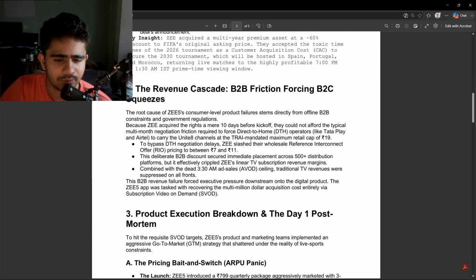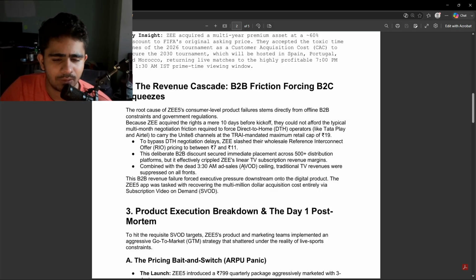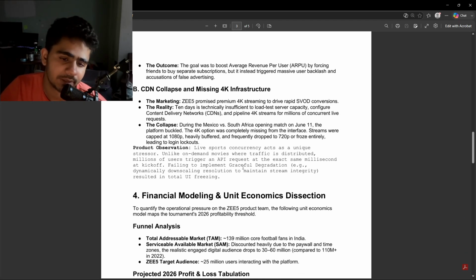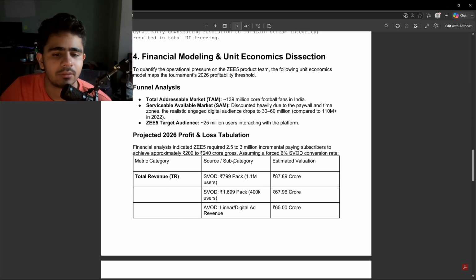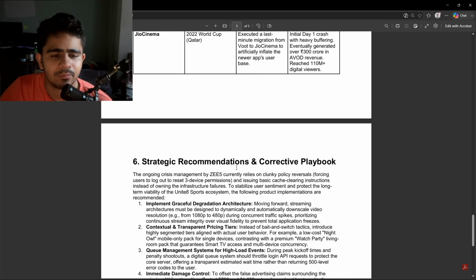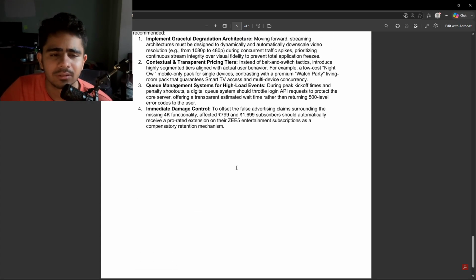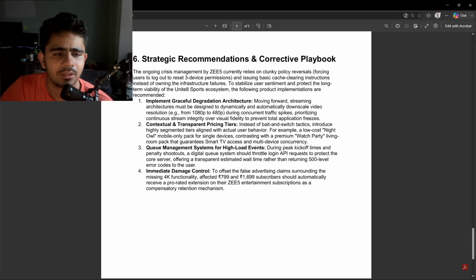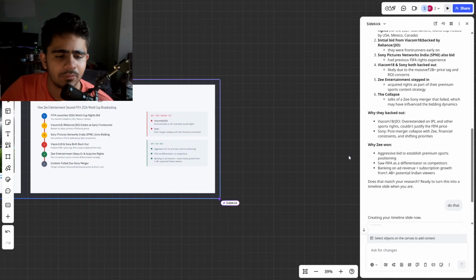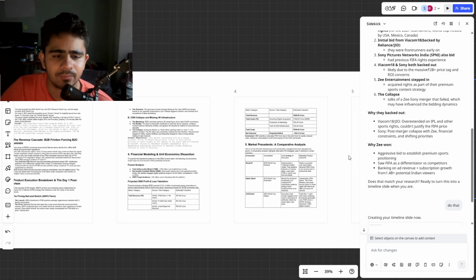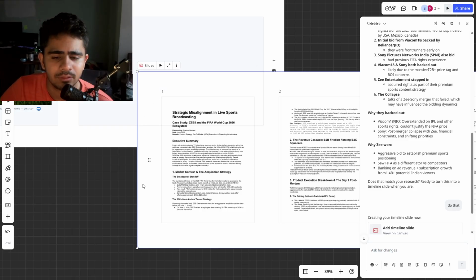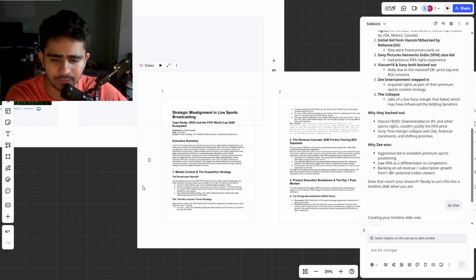Revenue cascade, B2B friction posting. Yeah, all of this I know. Product execution breakdown, day one postmortem. Yes, seeding collapses. Yes. Financial model and unit. I really need to understand all of this myself. Market precedents, the comparison table, strategic recommendations. Okay, that's all though. That's really it. I mean, where did it get this from? That's not appropriate data. Cool. I will quickly delete this and not let you go on, because AI has wasted a lot of my time.